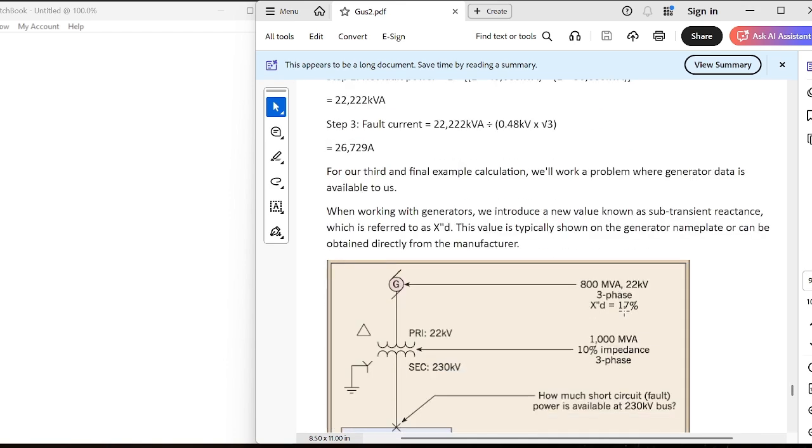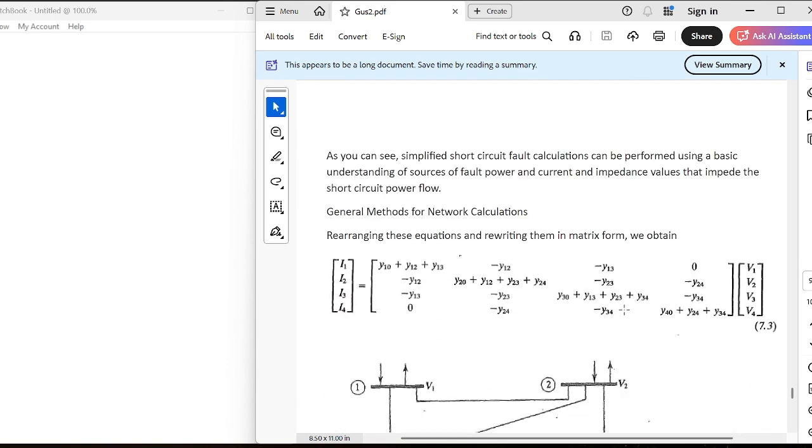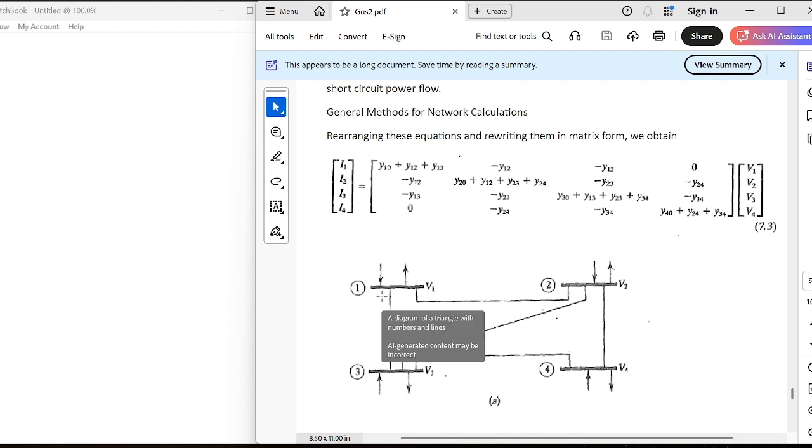So again, more calculations of faults, and by the way, this is a very complicated example of 4 bus bars, okay? So you've got a bus bar here, a bus bar here, a bus bar here, and a bus bar here.